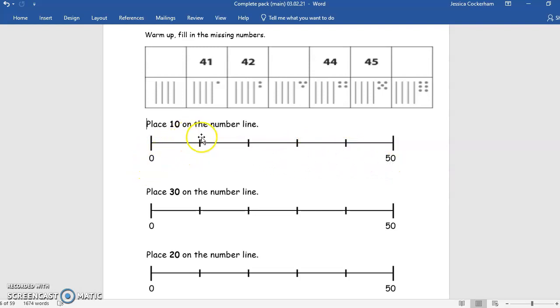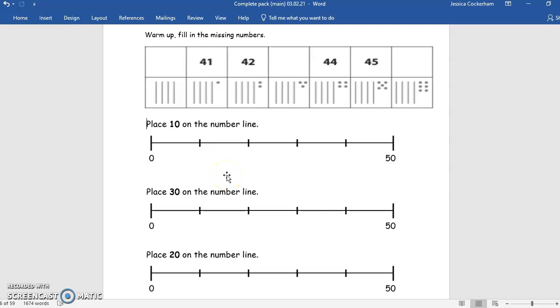Okay, let's see if it's counted in tens. 10, 20, 30, 40, 50. This number line is counting in tens, isn't it? So I know that each one of these lines represents 10. If I'm counting in tens, I would go 0, 10, 20, 30, 40, 50. I want you to place number 10 on this number line. Okay, where do you think it should go?